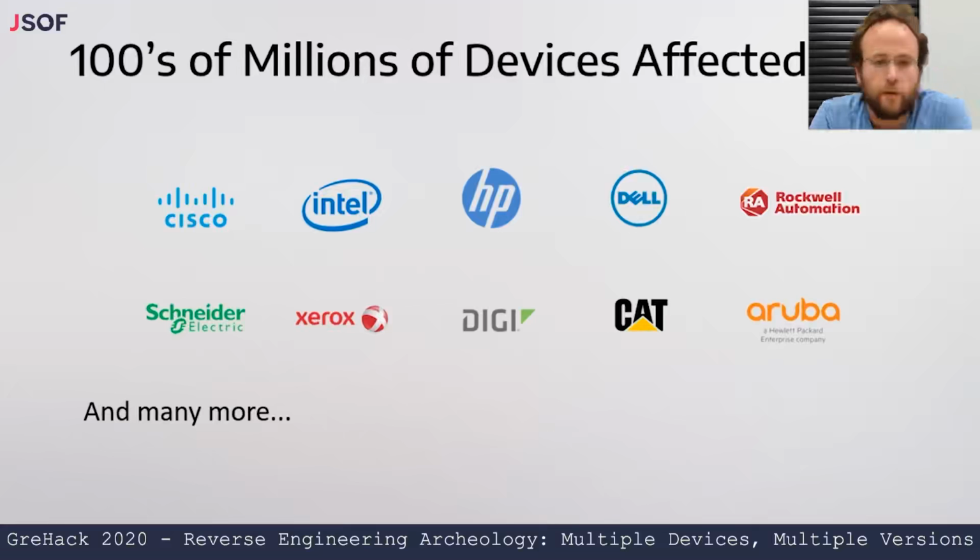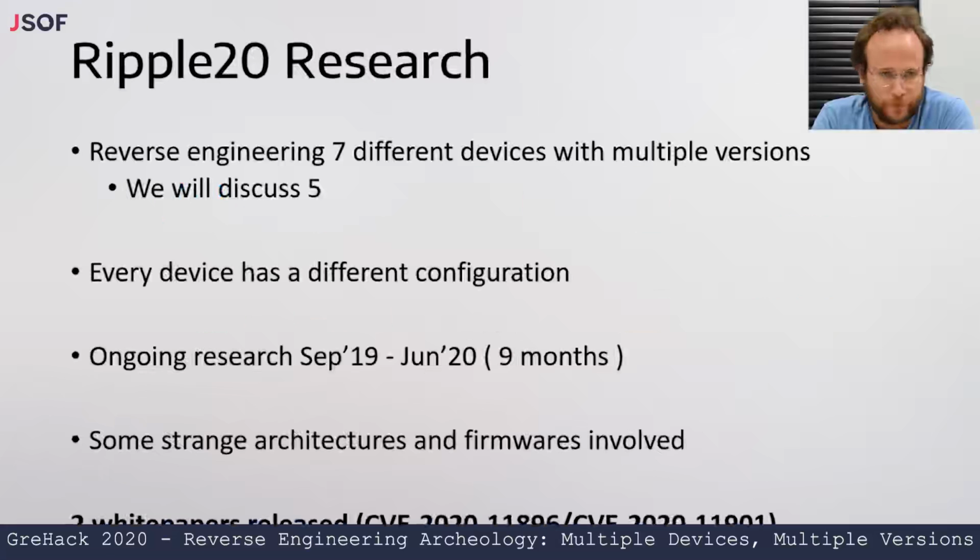In total, we reached out to over 100 companies. 30-something companies confirmed that their devices are indeed vulnerable to the Ripple 20 vulnerabilities, while a lot of companies didn't reply at all, and many companies also said that they're not vulnerable. So somewhere between 33 confirmed vendors and a few dozen still pending vendors that haven't replied yet.